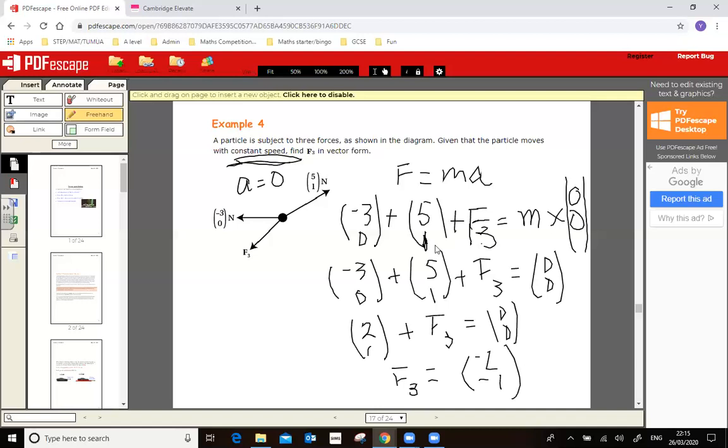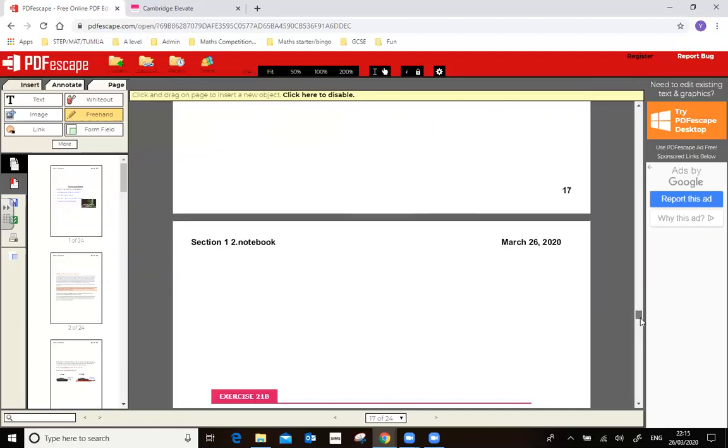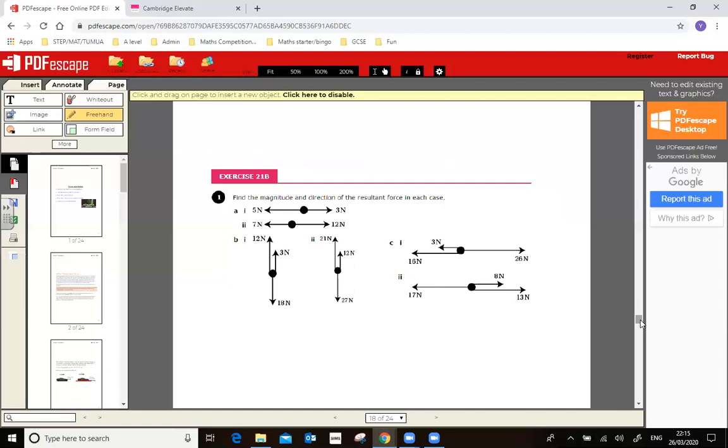Okay, so this is our force in vector form. Excellent. So this is the end of this section. Now, on the next page, I'm going to show you exercise 21B, and I would like you to try some questions from this exercise. And again, if you don't have the book, please pause the screen and have a look at those questions. The answers will be attached at the back as well. Please check your answer after you finish the question.